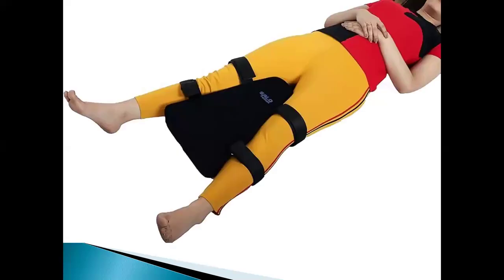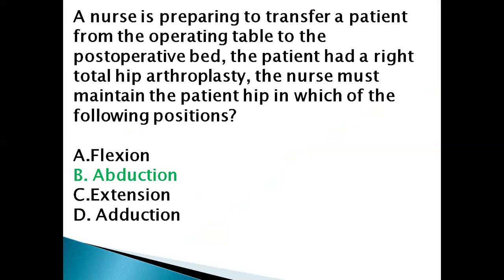Okay, I've given you a picture. This is the abduction. Sorry, adduction means it will be together. Abduction means the leg will be away from the body, and centrally we will put a triangle pillow. Okay, why do we have to do this? To help prevent the hip from turning in and away from your body. To prevent this, we have to put the patient in abduction. Got the point? So what is the answer here?